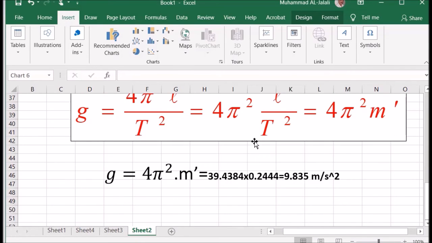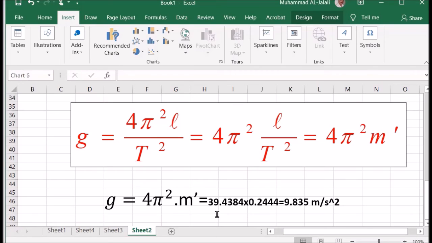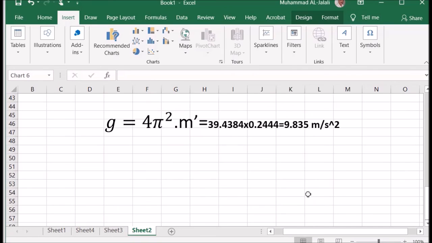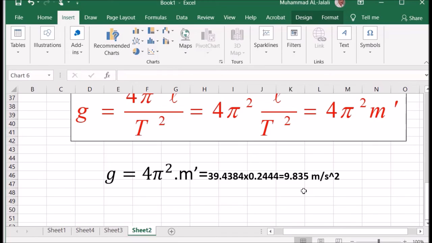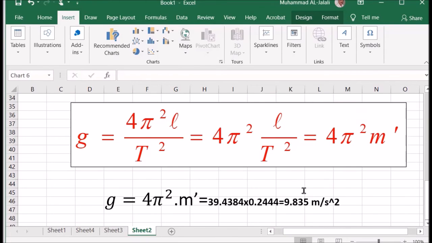Take this number and put it at its place, which is equal 0.2444, multiply by 4 pi square, which is 39.438, equal 9.0835 meter per square second. This is the second way.